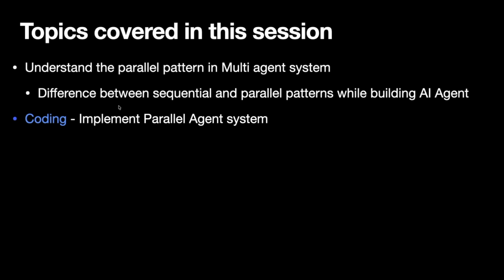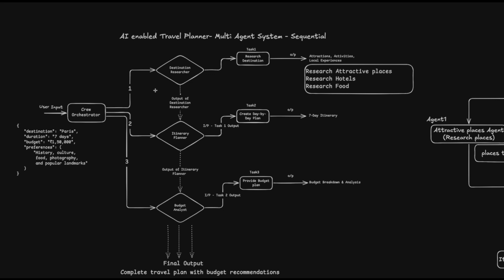So to understand the difference between the sequential and the parallel patterns, we will get into a block diagram and try to understand what the difference is. On the left hand side, what you are seeing is the block diagram which we created in the previous session to create agents in a sequential way. That means whenever a user input comes, all the available agents run in a sequential way. First the destination researcher agent will run. After that, the itinerary planner agent will execute, then the budget analyst agent. All this execution happens in a sequential way.